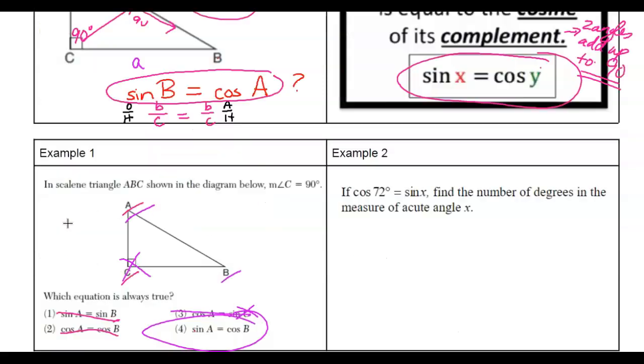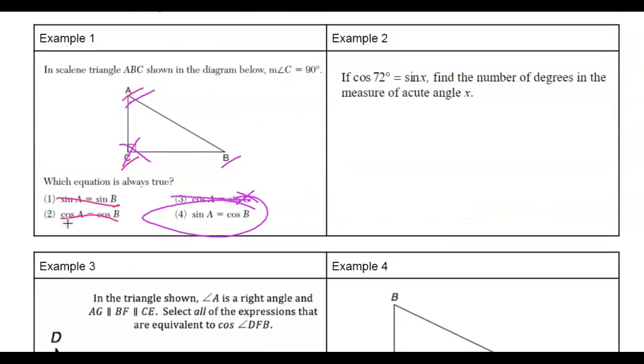Number 4, sine of A is equal to the cosine of B. Remember, it's the two acute angles. The sine of one equals the cosine of the other. It doesn't matter which one, because you're going to use both of them. So we're going to use that idea.